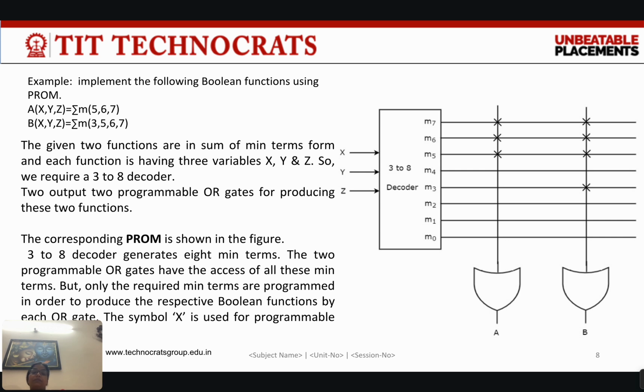From the diagram it can be seen that function A is a function of the 5, 6 and 7 terms. So we can program 5, 6 and 7 for the function A, and similarly we can see the function B, where B is equal to sigma m of 3, 5, 6, 7. So here we have programmed 3, 5, 6 and 7 for the B output. In this way we can implement any function with the help of PROM.